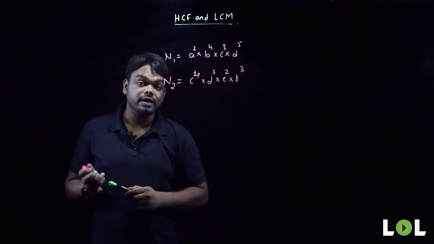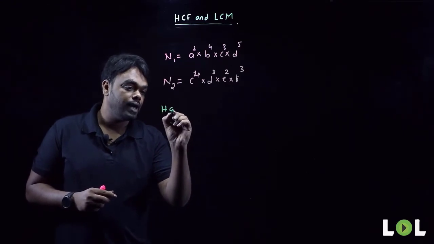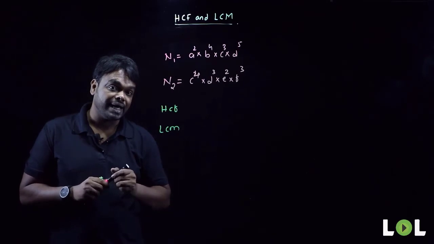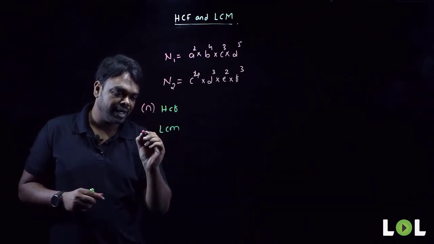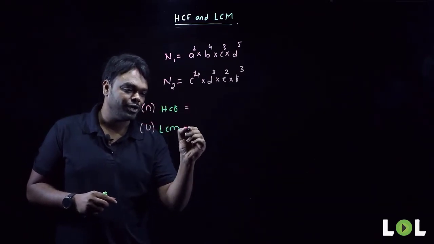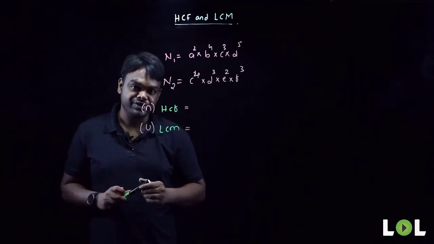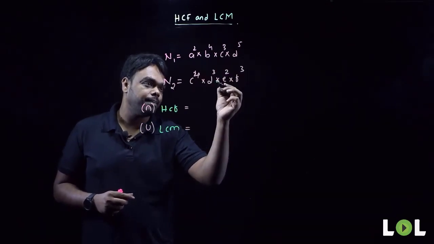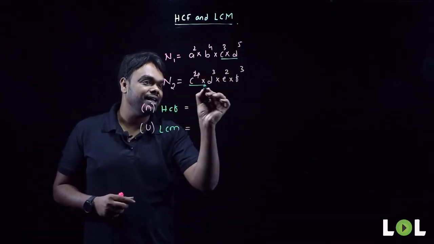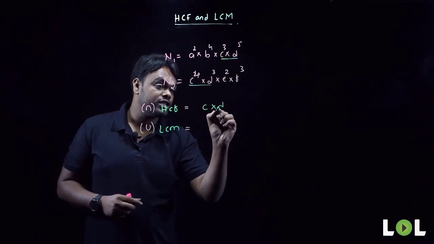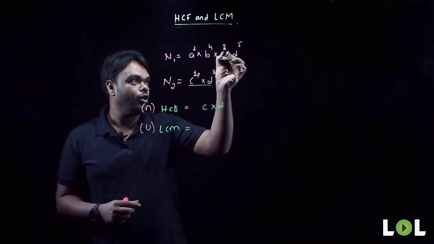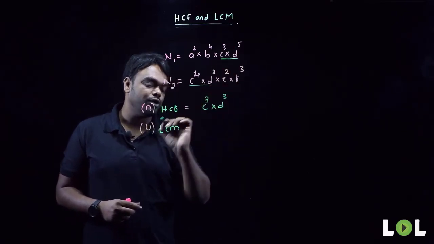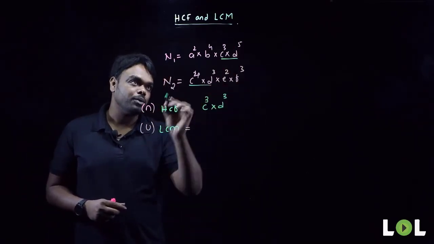So now let us calculate HCF and LCM for these numbers. We know HCF can be calculated using the intersection operation, LCM can be calculated using the union operation. Starting with HCF, intersection, common bases. Which are the common bases for both the numbers? Only c and d. Which powers should we take? Lowest power. Lowest power of c in both the numbers is 3 and d is also 3. So c cube into d cube is our HCF of both the given numbers.